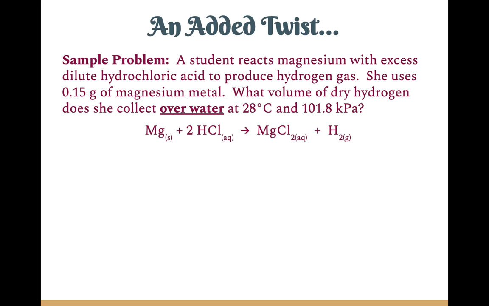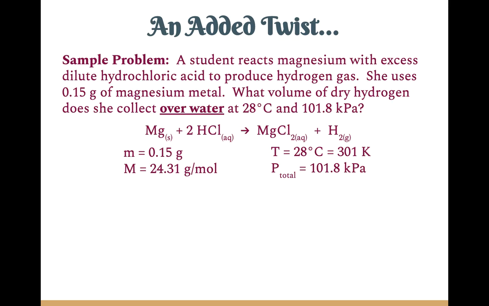So here's the reaction that we're carrying out. Let's put down the information that we are given. We have a mass for magnesium, 0.15 grams. We're trying to find a volume of the hydrogen gas. There's the molar mass of magnesium. The hydrogen gas we know is at 28 degrees Celsius, which we convert to Kelvin. And we're told the total pressure is 101.8 kilopascals.